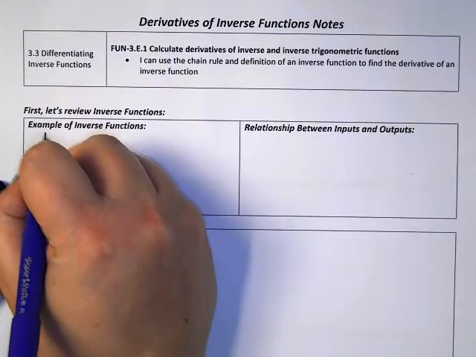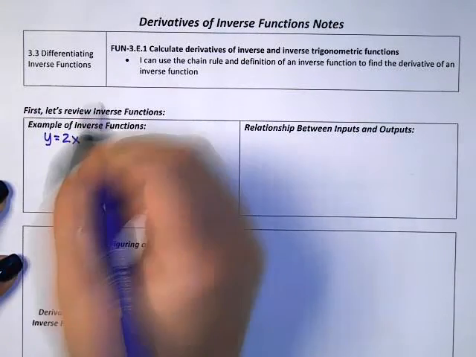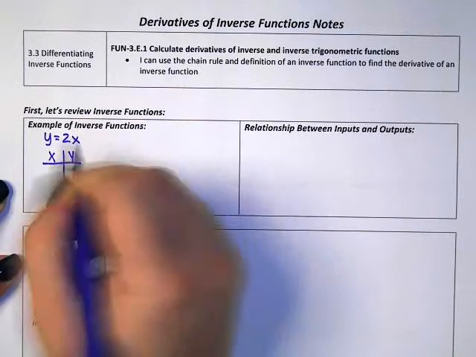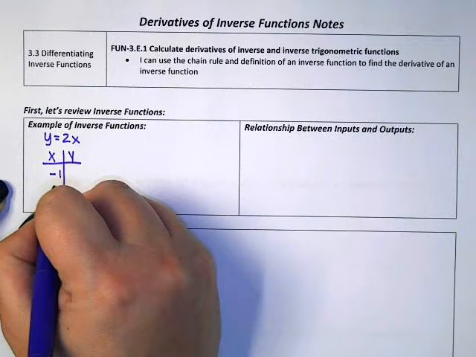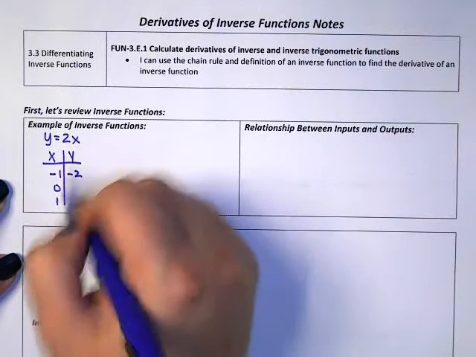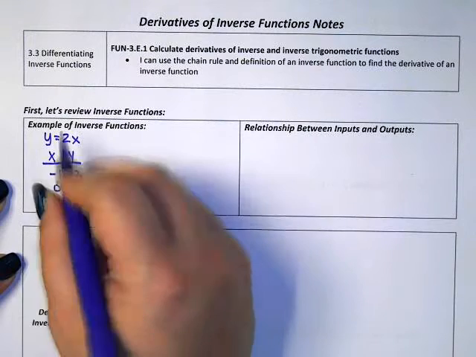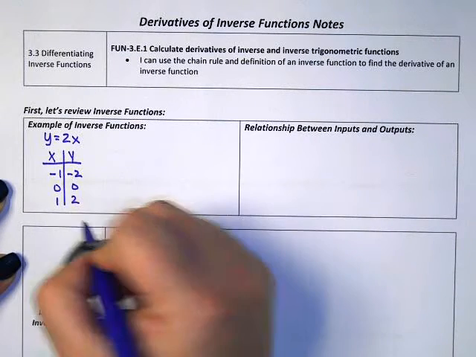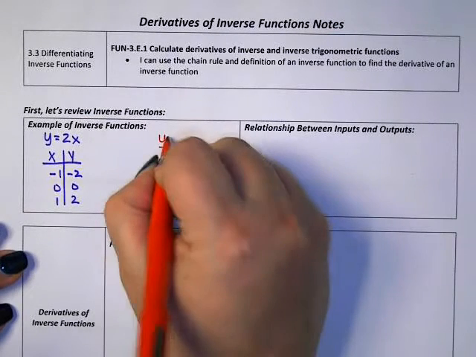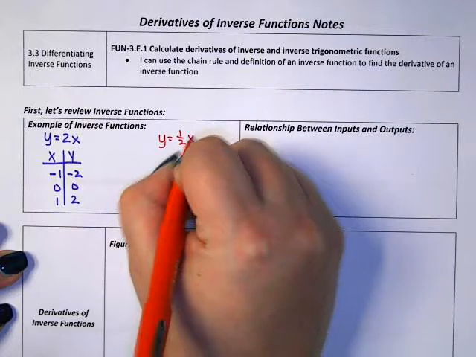So let's say we have y equals 2x, and we want to make a table of values. Let's say I plug in -1, 0, and 1. If I plug in -1, I would get -2. If I plug in 0, I would get 0. And if I plug in 1, I would get 2. Well, the inverse of y equals 2x is y equals 1/2 x.